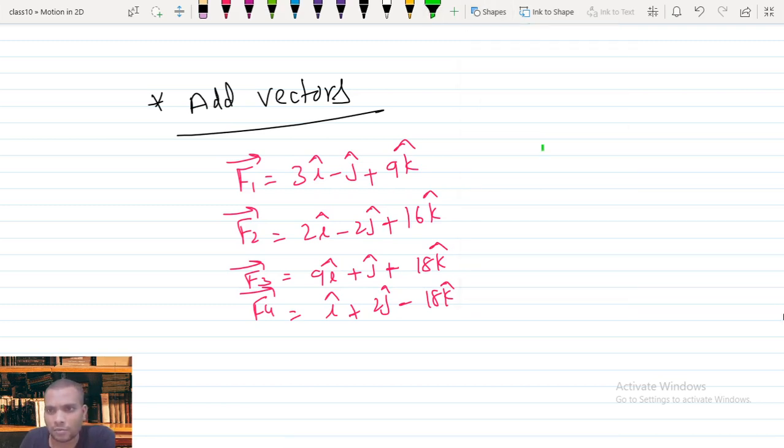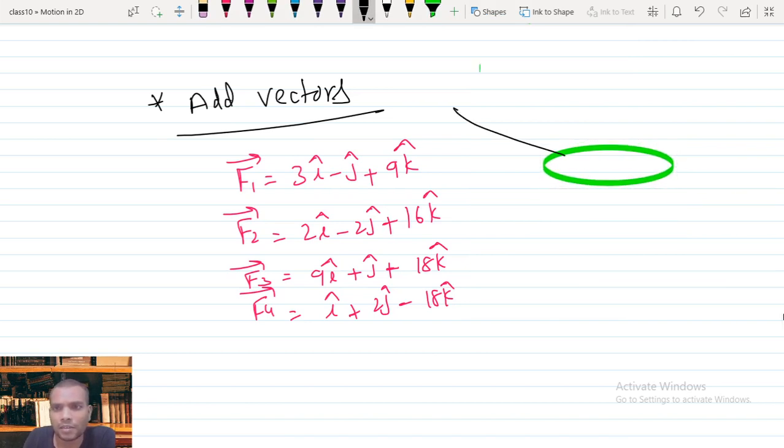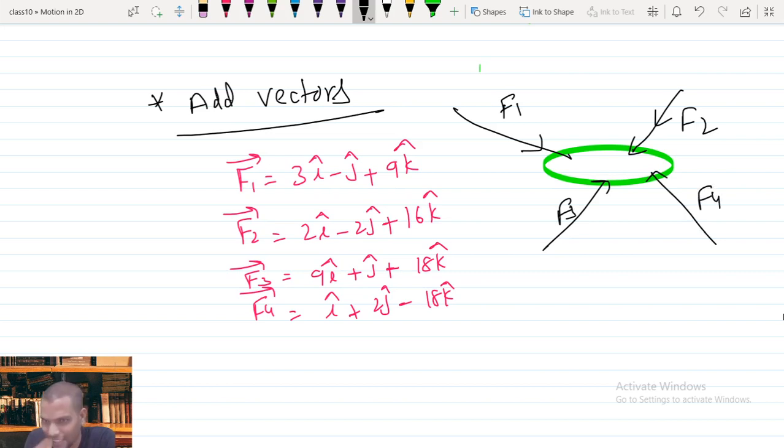Suppose this is an object. So in this object, four forces are acting. Maybe one is along this direction, let me take this F1, and another is along this direction F2, and another is along this direction F3, and another is along this direction F4. And we need to find the resultant force.